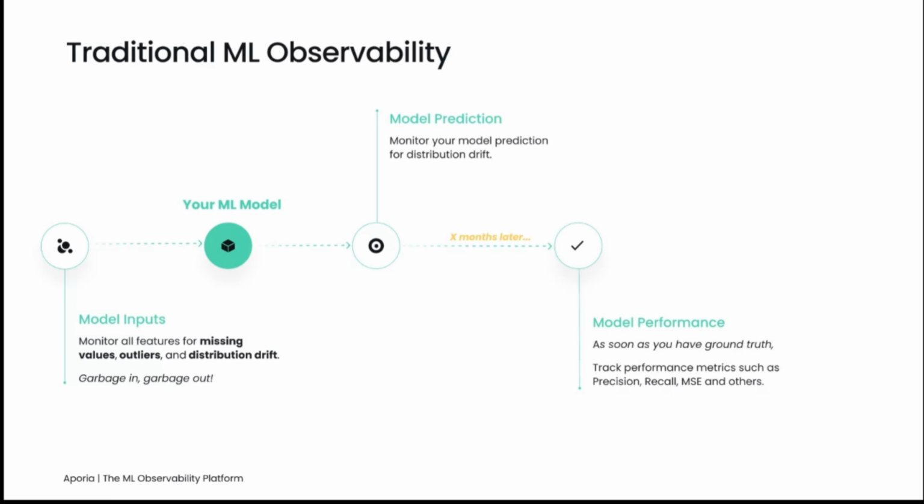The next thing you'd want to monitor is the performance. You'd want to monitor things like precision, recall, accuracy, mean square error, whatever metrics fit your model, as soon as you have ground truth. And when I say as soon as you have ground truth, this can actually be even months later, because in some use cases, by definition, the ground truths are only available within a couple of months.